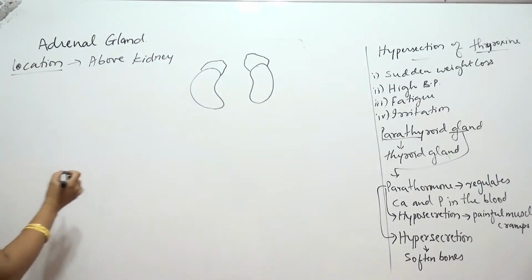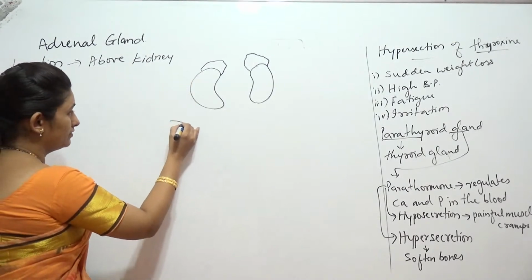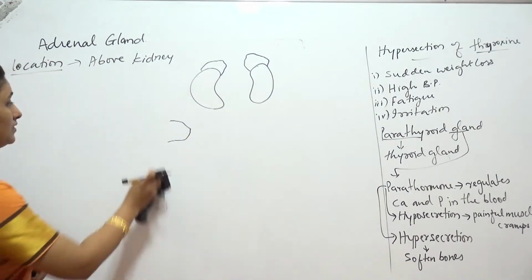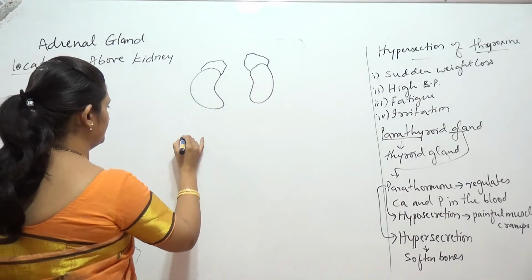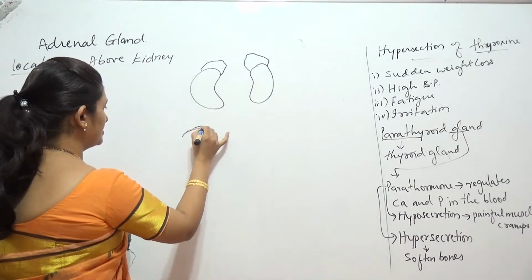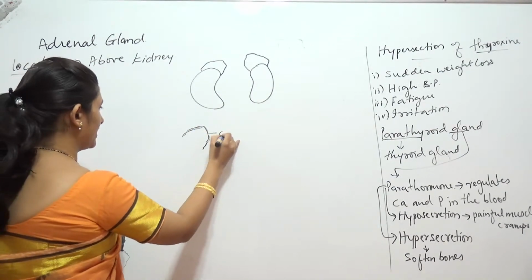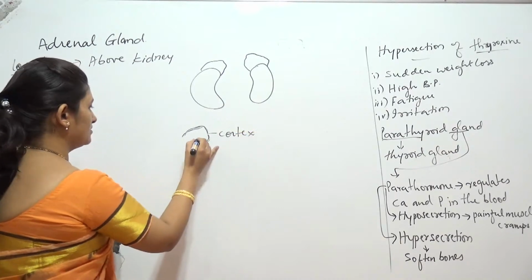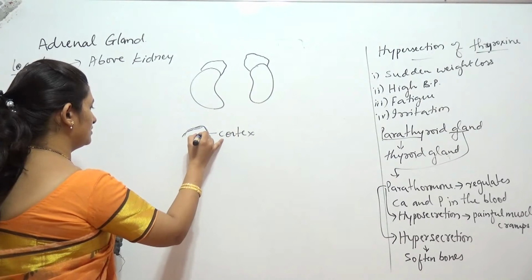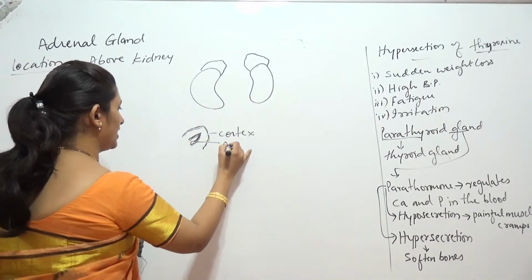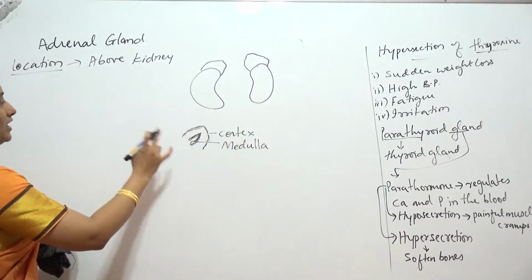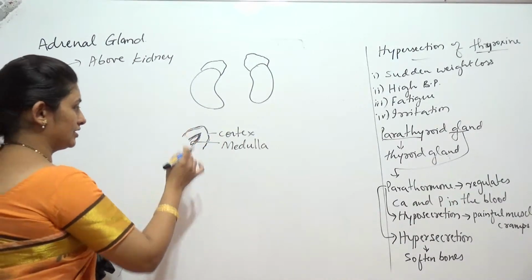When we see the structure of this adrenal gland, suppose this is the adrenal gland. This is the outer region, which is called the cortex, and this region is called the medulla. The outer region of the adrenal gland is the cortex, and the inner region is the medulla.